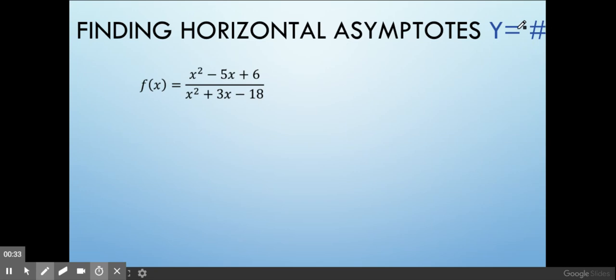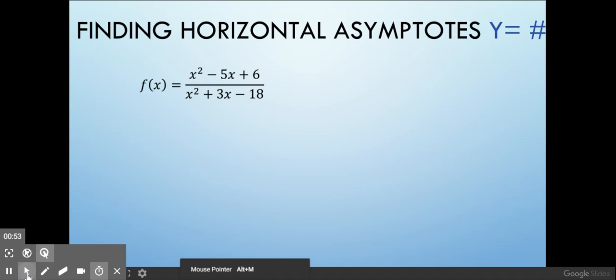The weird thing about horizontal asymptotes is graphically, they only affect parts of the graph. So when we look into graphing, horizontal asymptotes do have that special property where you might have parts of your graph that do cross them.